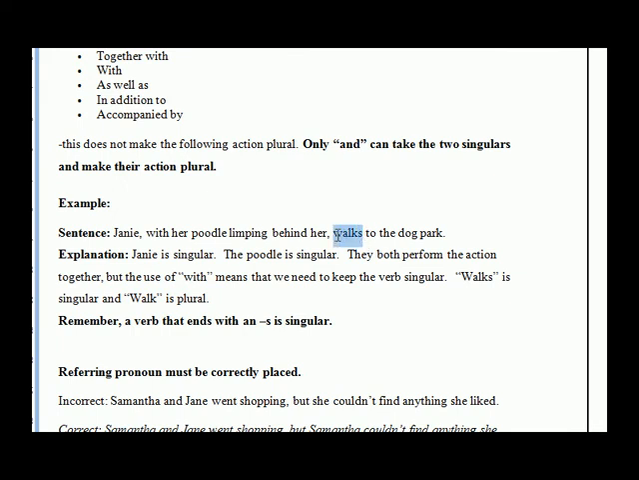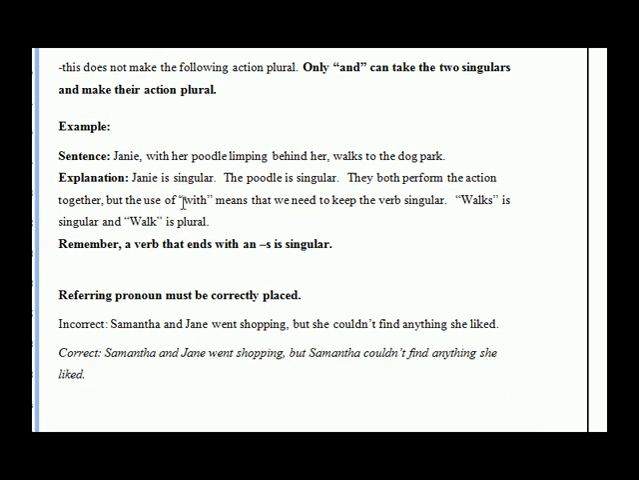Here the sentence essentially is referring to Jenny, although we also talk about her poodle, so the sentence as it stands is correct, because using with means that we have to keep the verb singular. Walks is singular and walk is plural. So Jenny walks, but Jenny and her friend both walk to the dog park, without the S.